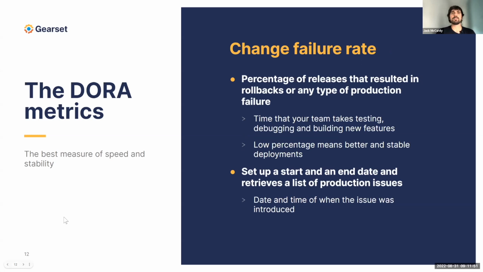And the final one here is change failure rate. So the number of releases that result in rollbacks or any type of production failure. This is an interesting one as well, because this is really the mark of the quality of the code or the declarative development that you are undertaking, and the time that it takes your team testing and debugging and building new features will contribute to reducing that change failure rate.